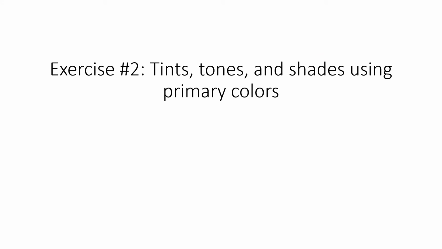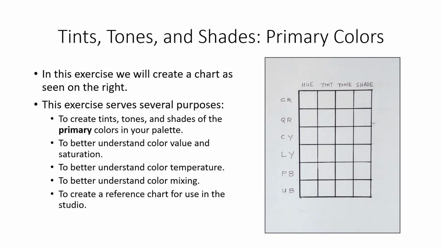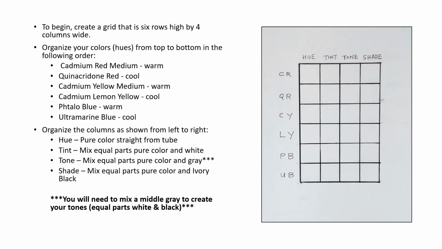Exercise number 2, tints, tones, and shades using primary colors. In this exercise, our second exercise, we will create a chart as seen on the right. This exercise serves several purposes: to create tints, tones, and shades of the primary colors in your palette, to better understand color value and saturation, to better understand color temperature, to better understand color mixing, and to create a reference chart for use in the studio. To begin, create a grid that is 6 rows high by 4 columns wide.